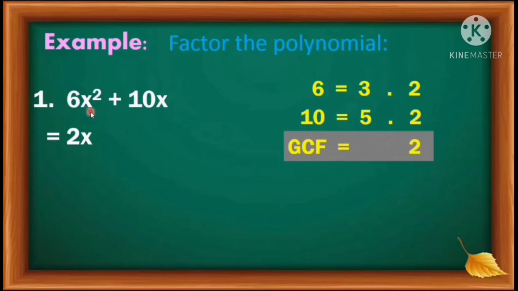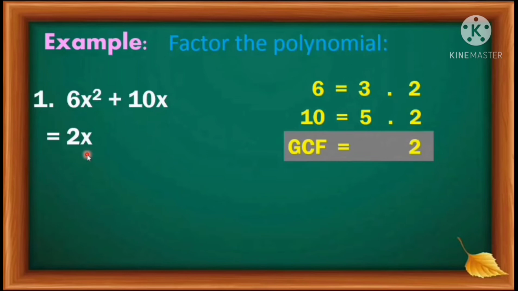So sa dalawa, x squared and x, yung may pinakamababang exponent ay yung x. And since both of them are x, so yung common factor or the greatest common factor between x squared and x is x kasi yun yung may pinakamababang exponent. So we already have the GCF of 6 and 10, which is 2, and the GCF of x squared and x, which is x. We will proceed now with the second step.